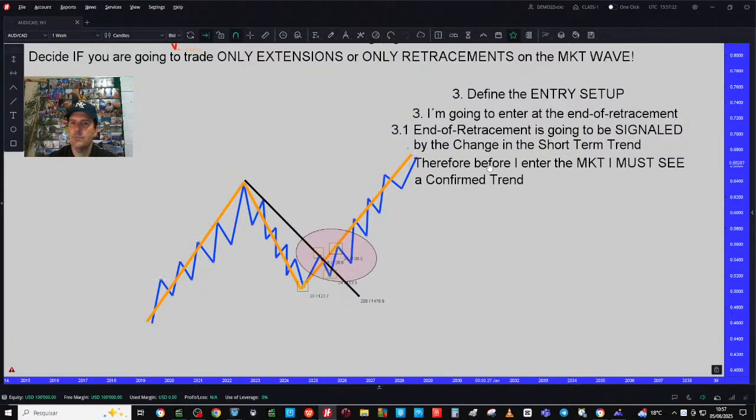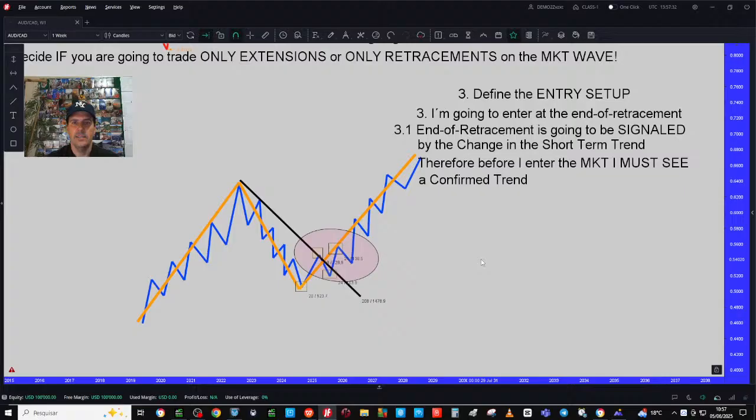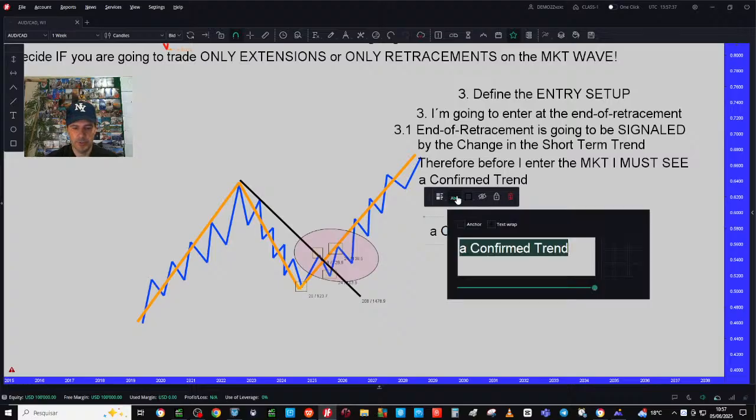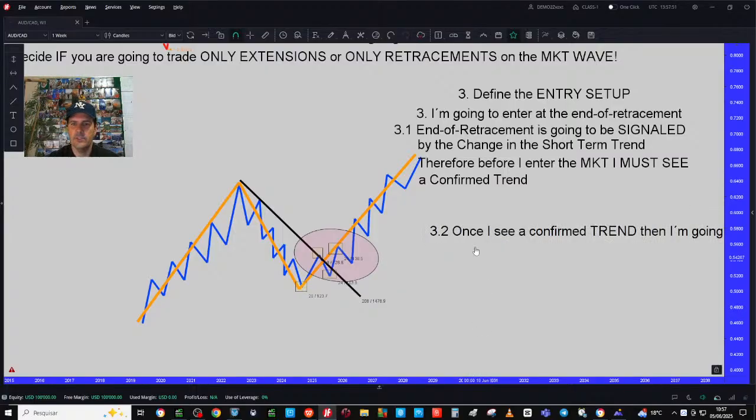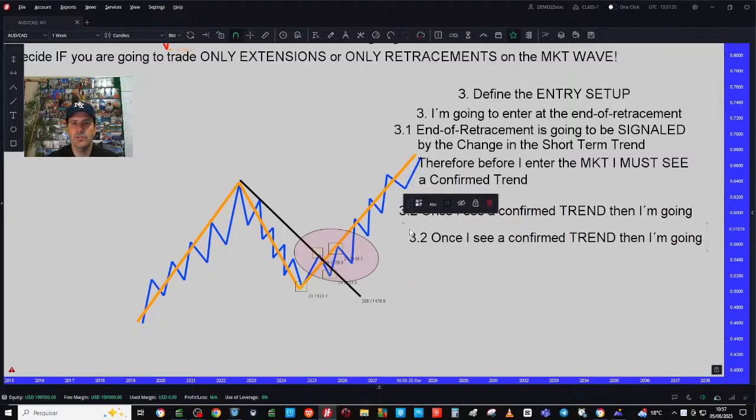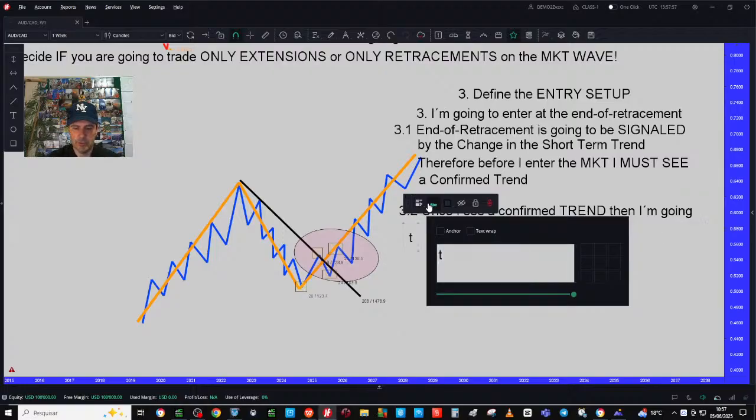Make sense, everybody? Therefore, before I enter the market, I must see a confirmed trend. Once I see a confirmed trend, then I'm going to enter, everybody. I'm going to enter at the next retracement on the STT, on the shortened trend.